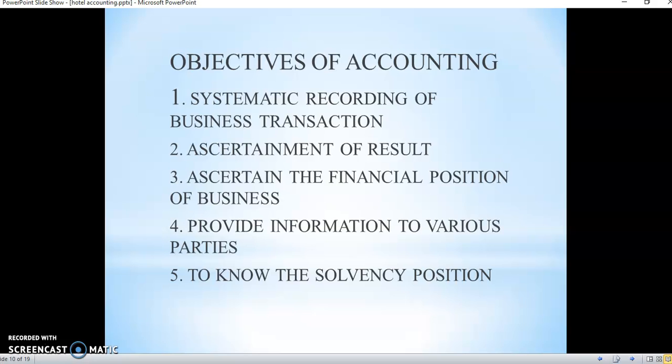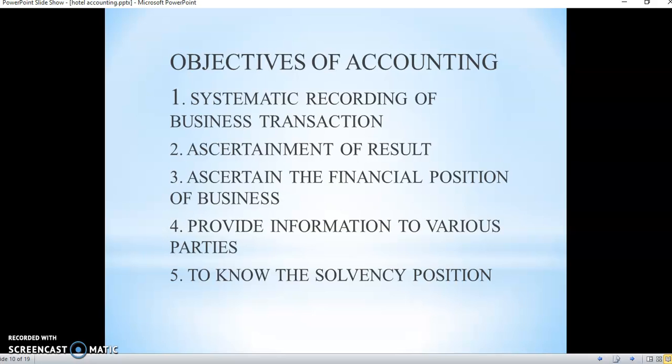The third parties are the various interested parties, like the investors and the creditors. If you want to take a loan from a bank, obviously the bank will have to go through the accounts. Then the employees and government authorities, etc. So these are some of the parties who may want to know about the accounting. So this makes another objective of accounting.